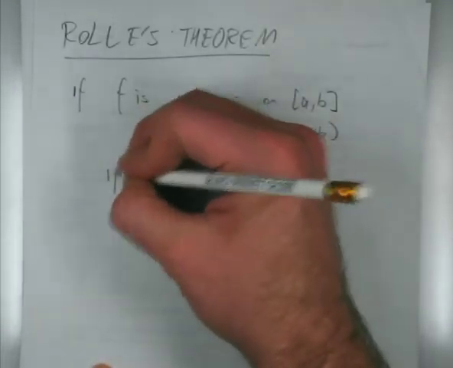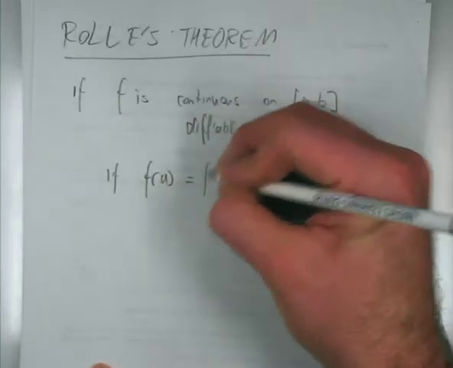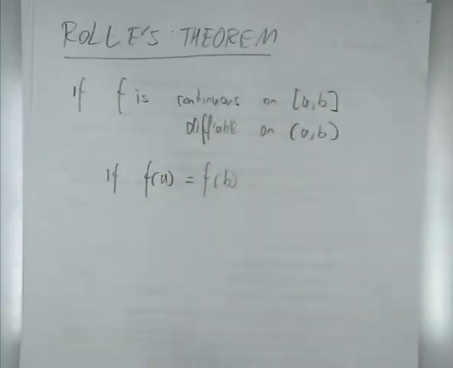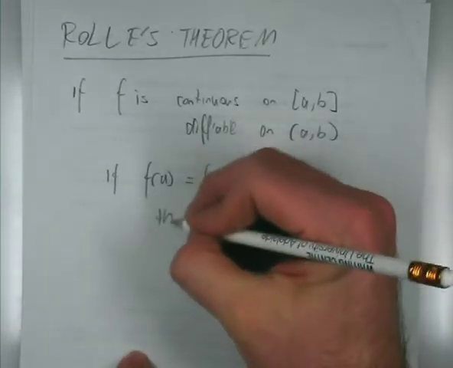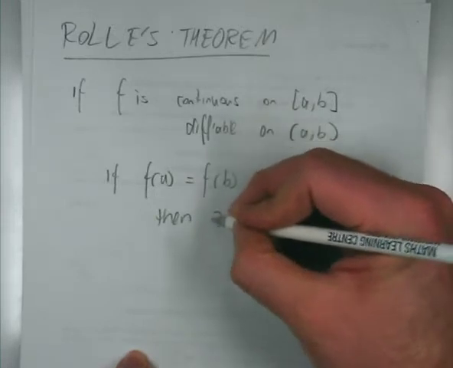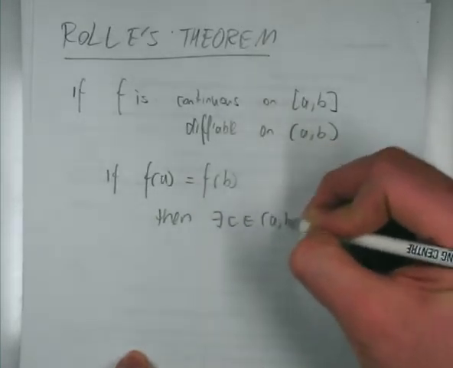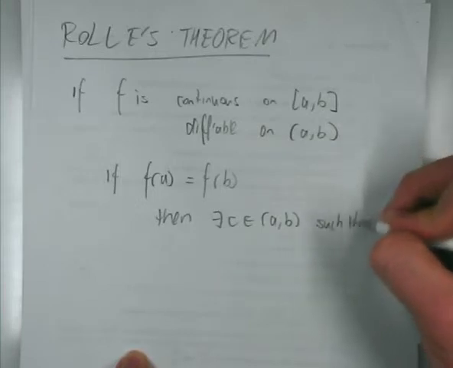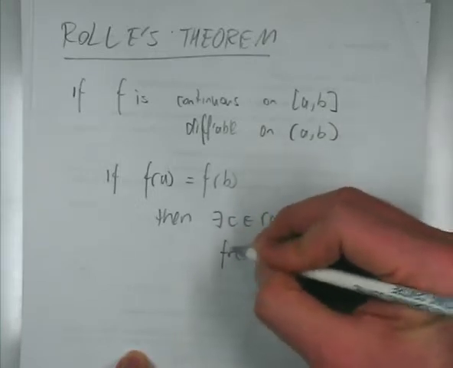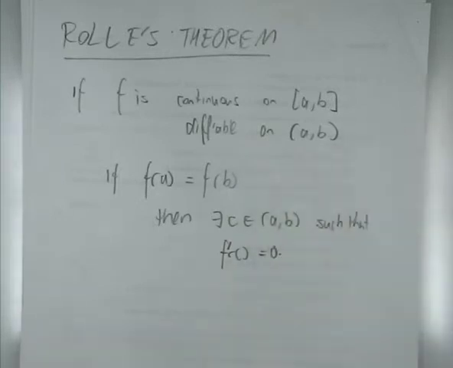Then if f of a equals f of b, and they don't actually have to be 0, but they can be, then there exists a c between a and b such that f dash c equals 0. So it's saying if your function crosses any line twice, then somewhere in between the slope must be 0. It has to have a turning point. Which makes sense. If it crosses here and crosses here, it must turn somewhere in the middle. That's the concept behind it.